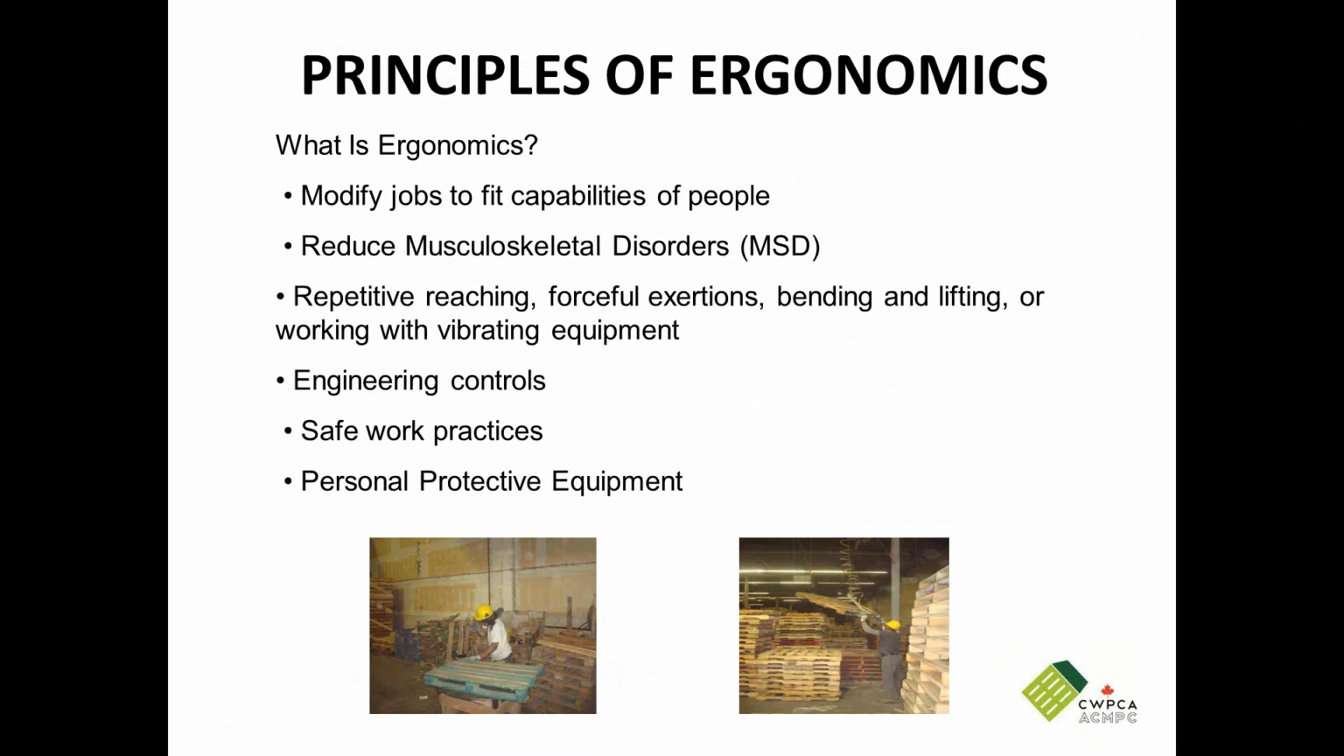It's about reducing the incidence of these types of injuries, which are typically caused by repetitive reaching, forceful exertions, repetitive bending and lifting, or working on vibrating equipment. An example of vibrating equipment would be, for example, a sawzall or nail gun. It's about engineering controls, putting in controls on equipment to prevent these types of injuries.